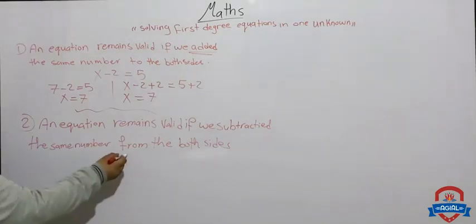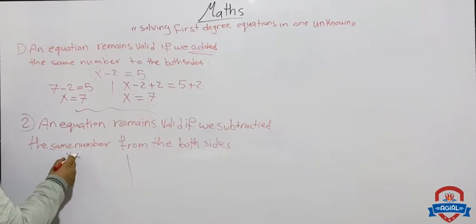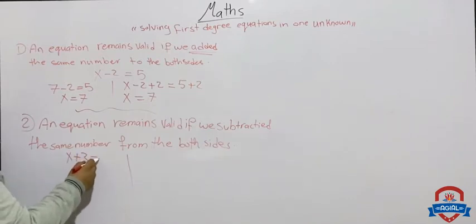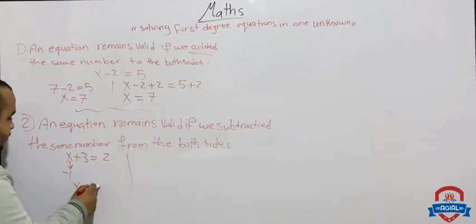For example, if we have this equation, x plus 3 equals 2, the value of x here equals negative 1, because negative 1 is the unique number that, if we add 3 to it, gives 2. So x here equals negative 1.